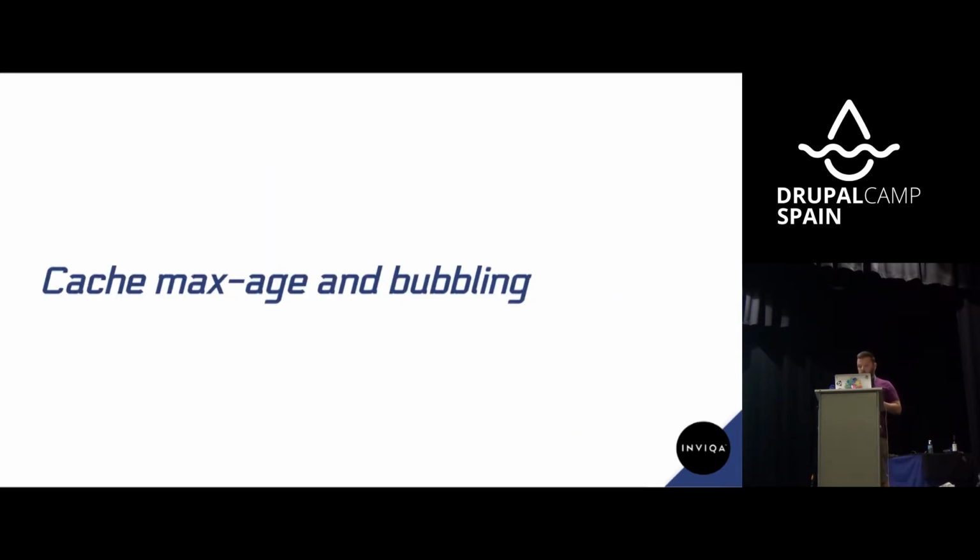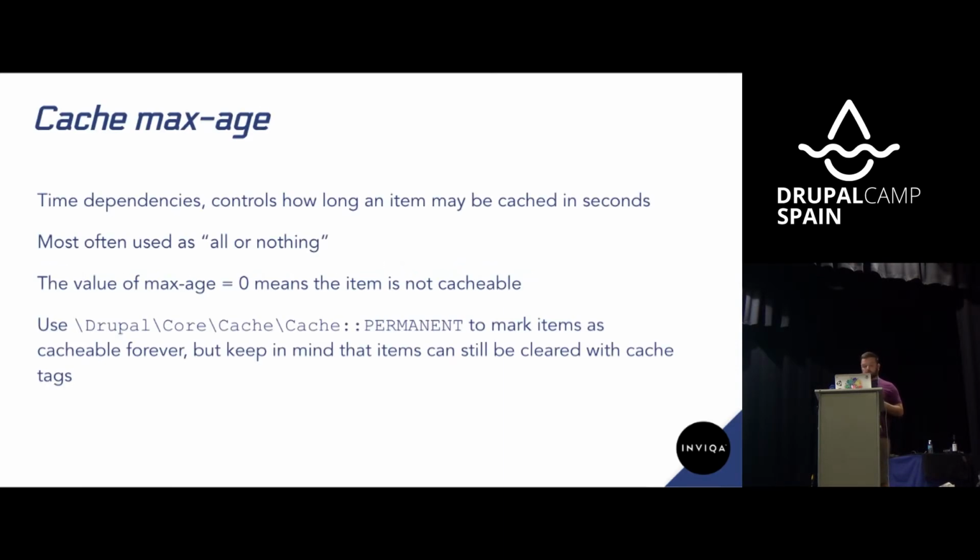And that leaves us the last two items on the cache API, which would be max age and bubbling. And the max age is probably the easiest one. It's just a counter in seconds of how long you want to store something in your Drupal cache. The reason I'm saying it's easy is because Drupal is most of the time using it as an on and off switch. So it's either set to 0 and the item is deemed to be uncacheable, or it's set to -1 and it's cached permanently, and then cleared with the help of cache tags.